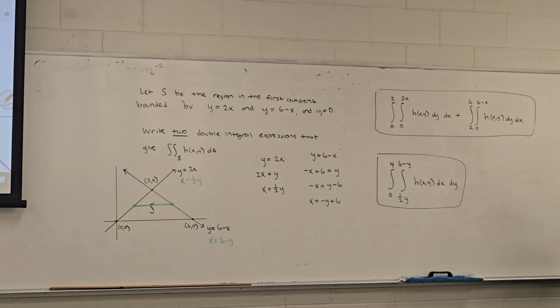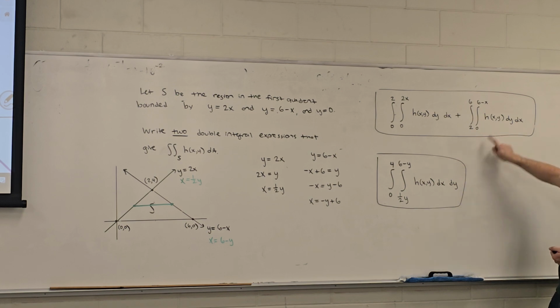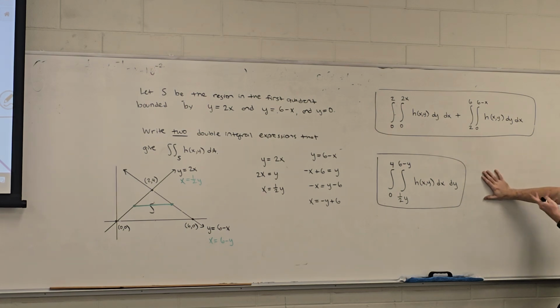So again, the question says write 2 double integral expressions that give the volume. Both of these are equivalent. If you actually picked a function, plugged it into Desmos, you would get the same decimal approximation for both of these. So again, if it's saying write it as a single integral expression, you have to be able to look at the region and go, well, if I go in the x direction, I have to split it up. But if I integrate in the y direction, then I'll be good to go.